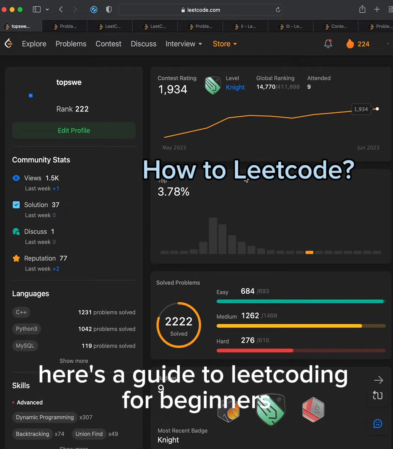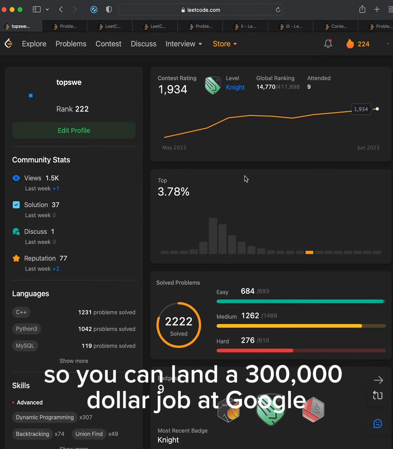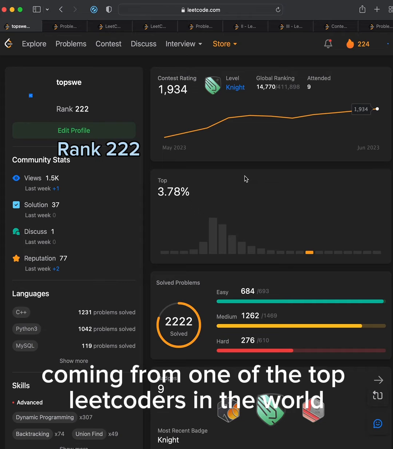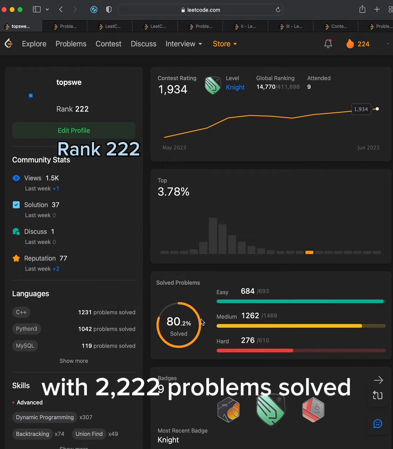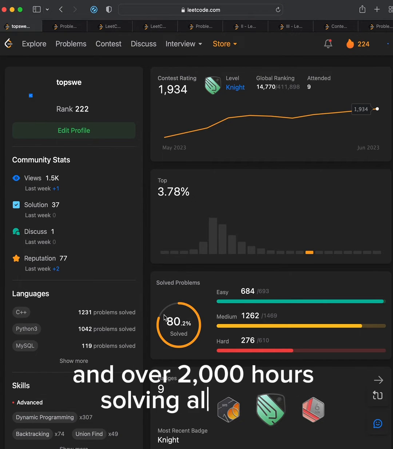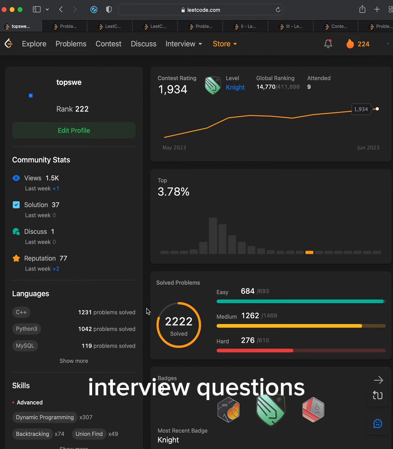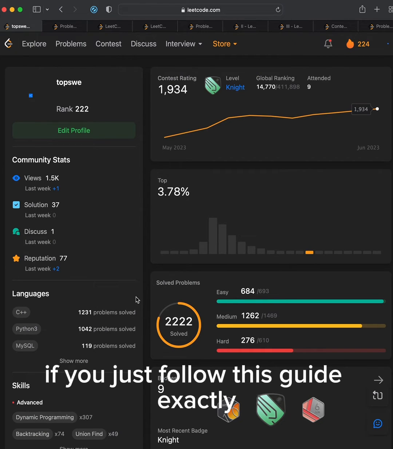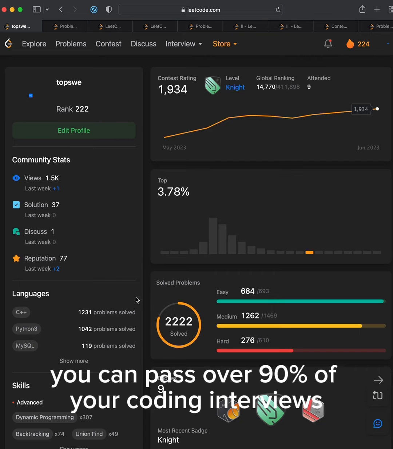Here's a guide to Leetcoding for beginners so you can land a $300,000 job at Google. Coming from one of the top Leetcoders in the world, with 2,222 problems solved and over 2,000 hours solving algorithm interview questions. If you just follow this guide exactly, you can pass over 90% of your coding interviews.